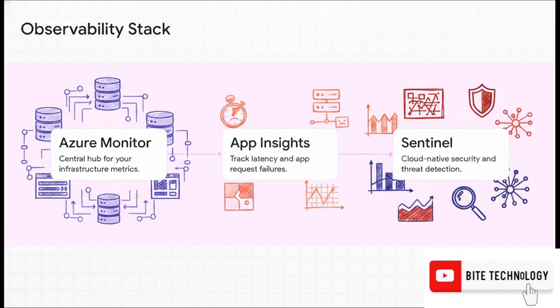Of course, you need to know exactly what's happening inside all of these systems. Enter your observability stack. Azure Monitor is going to be your central hub for all those raw infrastructure metrics. Application Insights, that is going to be your absolute best friend when you are desperately trying to troubleshoot why an end user is experiencing a super slow page load. And Microsoft Sentinel acts as your cloud-native security nerve center, constantly analyzing your logs to detect any incoming threats.